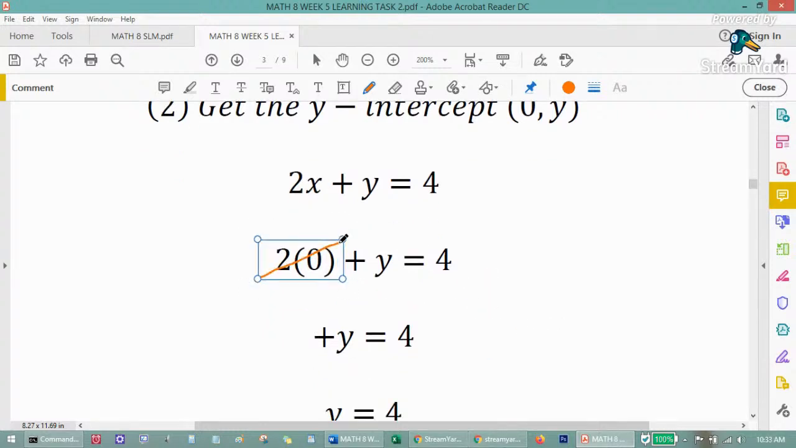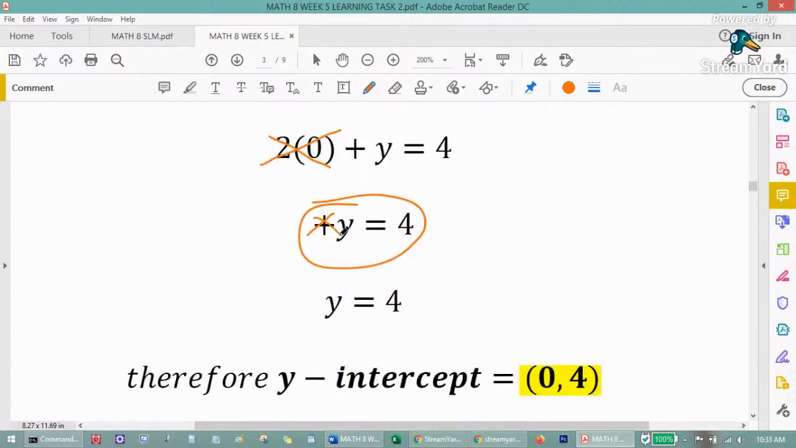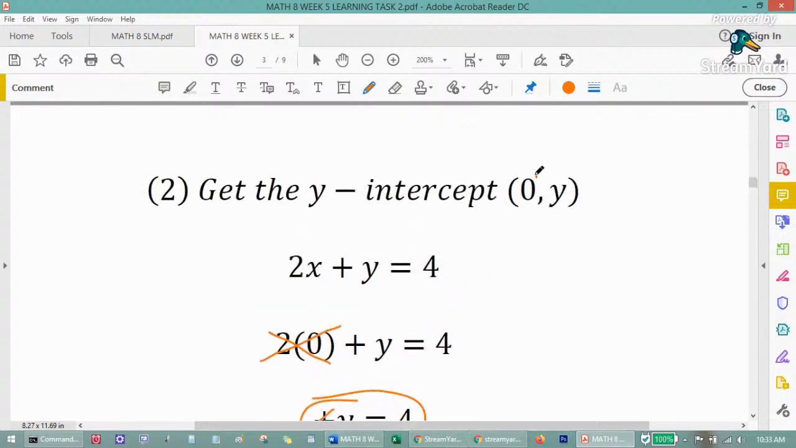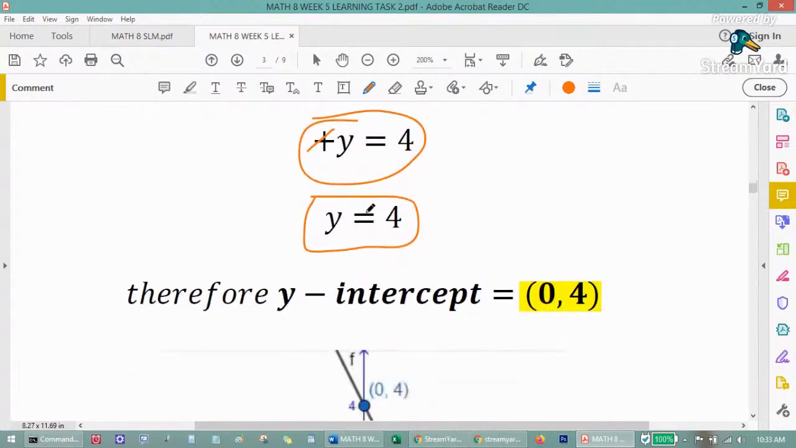So, 2 times 0 is 0, mawawala na to. Ang maiiwan lang is positive y is equal to 4. Pwede na natin tanggalin yung positive. So, ang pinaka-final answer natin dito is y is equal to 4. So, ibig sabihin, kapag ang x is 0, yung y niya is equal to positive 4. Therefore, ang ating y-intercept, pag 0 ang x, ang y is equal to positive 4.